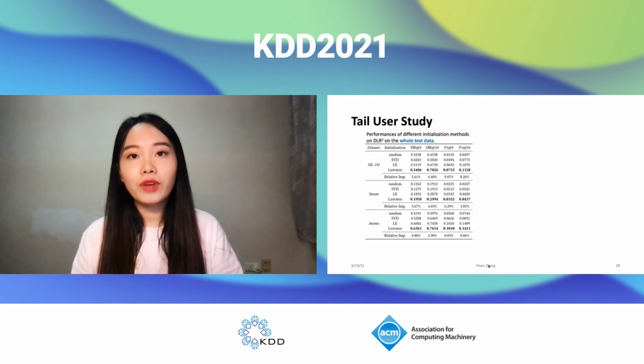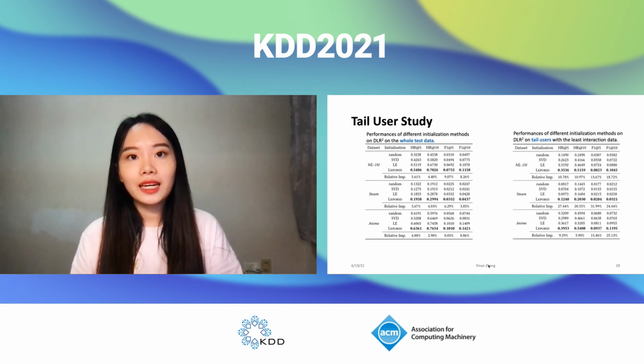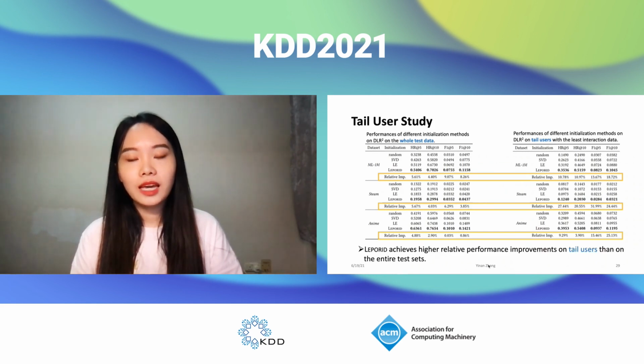Laprid adaptively regularizes the embeddings of nodes with low degrees, which should benefit users with short interaction histories. In this experiment, we verified that claim by examining model performance on the 25% of users with the fewest interaction records. From these results, we observed that Laprid achieves higher relative performance improvements on tail users than on the entire test sets.